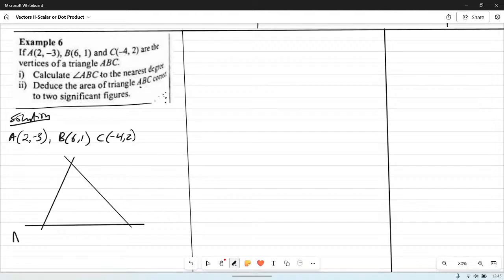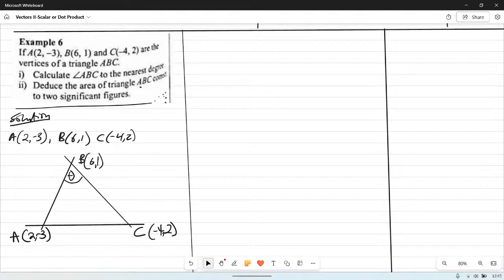Let's arrange them in ABC form, clockwise or anti-clockwise. So (2, -3), (6, 1), then (-4, 2). Calculate to the nearest degree angle ABC. So where's ABC? It's over here. Okay. Calculate to the nearest degree ABC and deduce the area of the triangle.